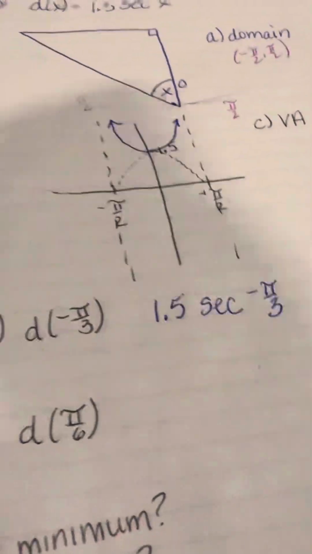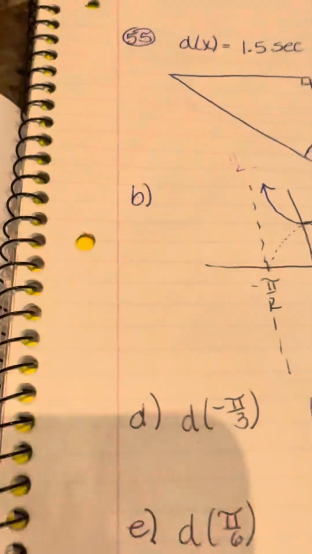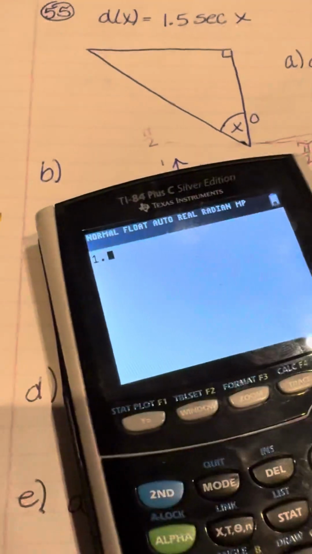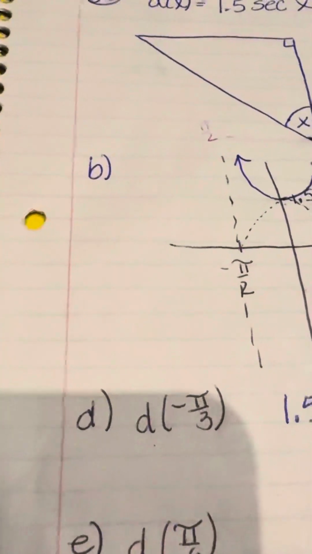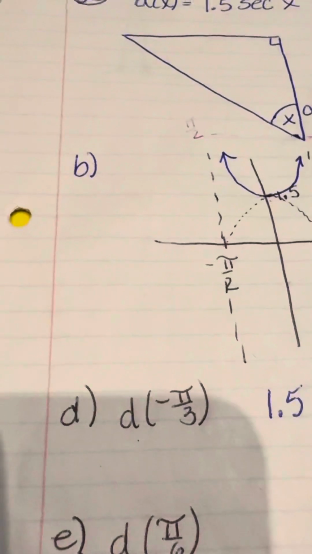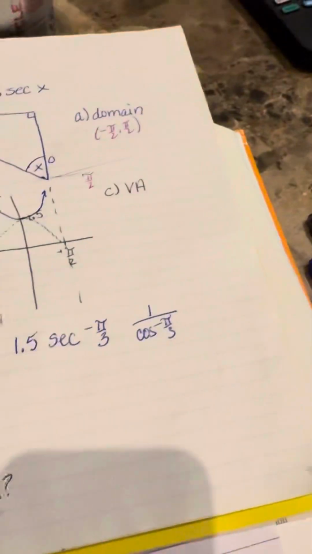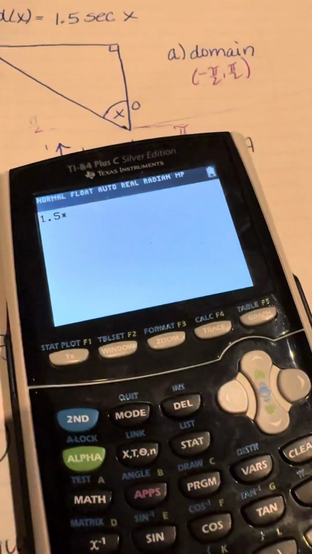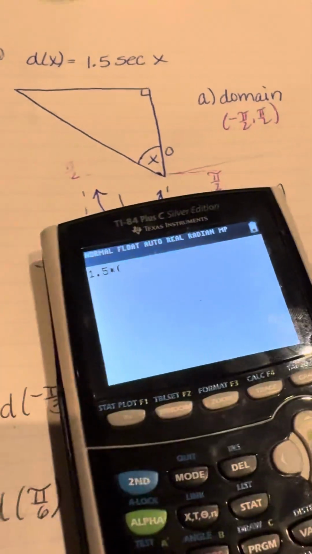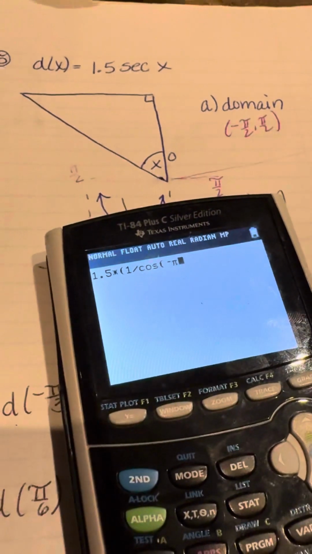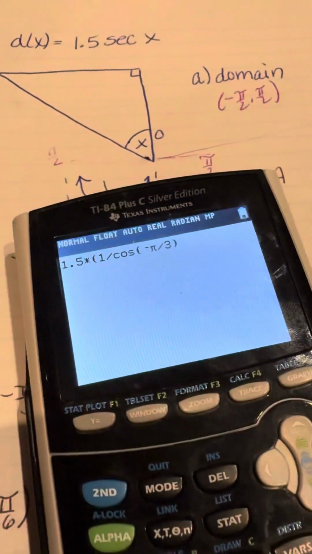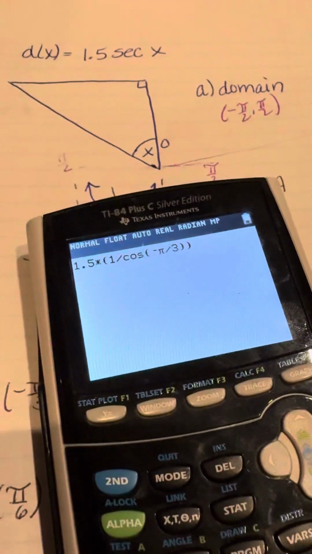So I already have my calculator set up in radians. So I'm going to put 1.5 times, there is no secant button. So what I'm going to put in instead of secant is 1 over the cosine of negative pi over 3. So times, I'm going to put parentheses around this so I don't mess up the calculator. 1 divided by the cosine of negative pi divided by 3. Close off those parentheses. Close off the original parentheses and hit enter, and I get 3.